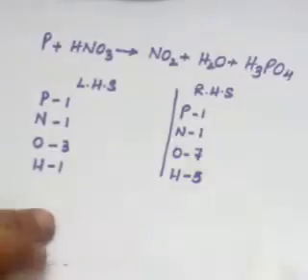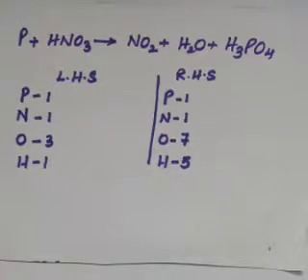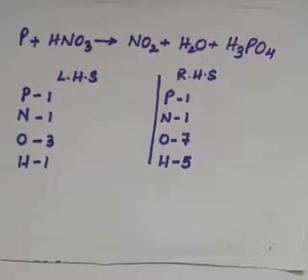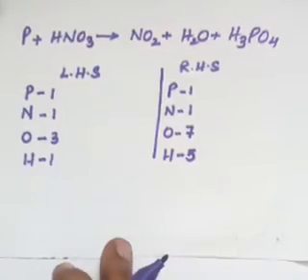Now I will take one more example, which is a little complicated, a little complex, not much but a little complex. So how do we use this hit and trial method to understand this?